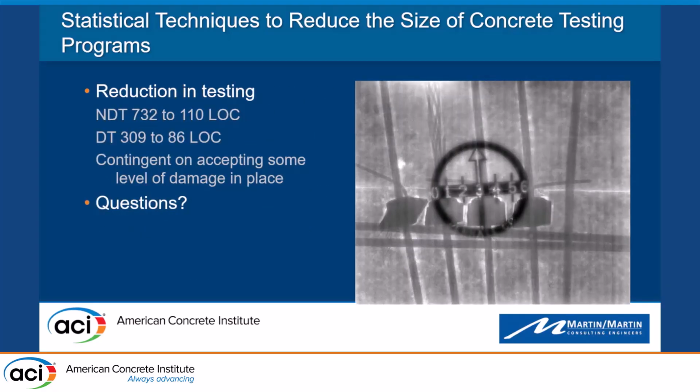So in summary, I think that at least for the initial testing program, this guide document would have been very effective for reducing the scope of our NDT program and our destructive testing program. So 732 down to 110 for the initial testing for non-destructive, and for destructive from 309 down to 86. And then you can sit down with your owner and say, all right, am I comfortable accepting the in-place damage? Are you comfortable accepting the in-place damage? And it gives you a framework for that discussion.